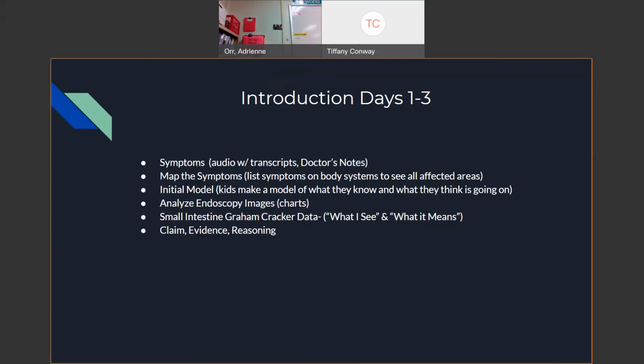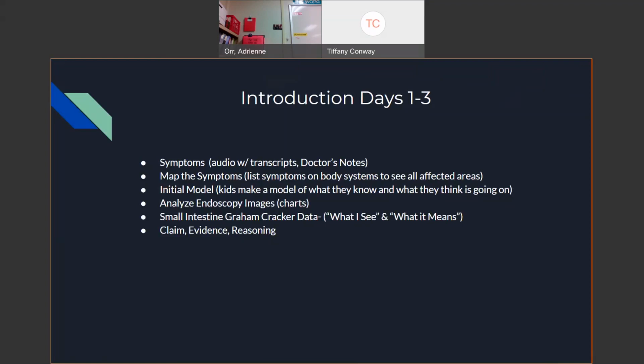So from there, we get the actual endoscopy images to see a healthy person versus hers, and they can see, ooh, something's definitely wrong. And from looking at it, they see it's the small intestine. Small intestine, that's the most different. So from there, they investigate that further. So they look at actual data. It's all real data that was collected on how this girl was absorbing nutrients from a graham cracker.